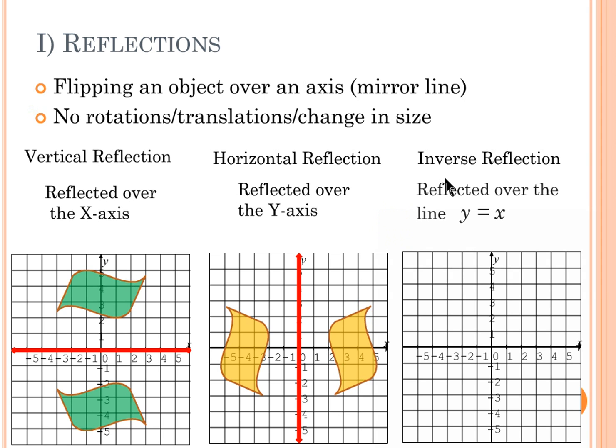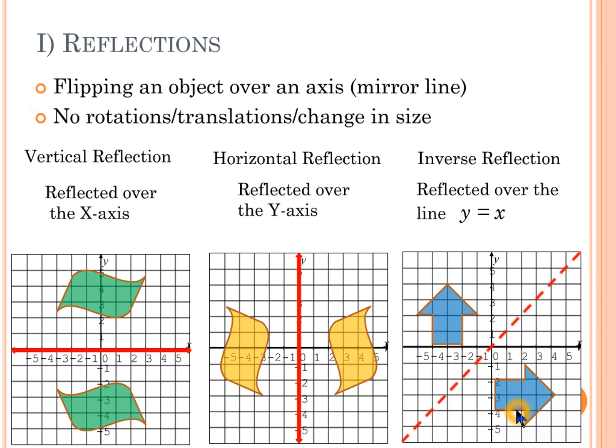And finally, let's take a look at an inverse reflection. An inverse reflection happens when you are reflecting objects across the line y equals x. So here's my line y equals x. This right here is now my mirror line. If I have an object over here, and I reflect this across the line y equals x, my new object may appear like this.